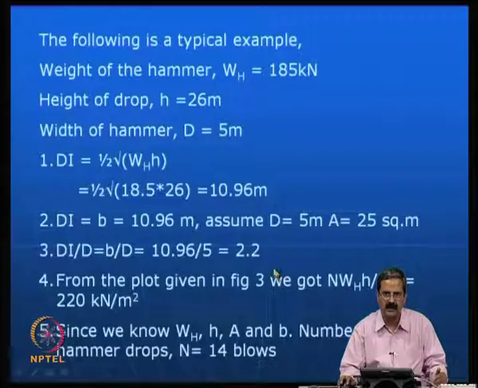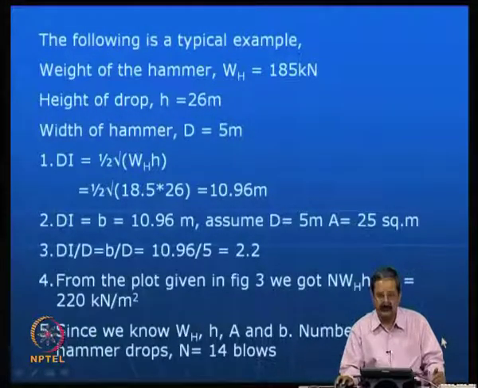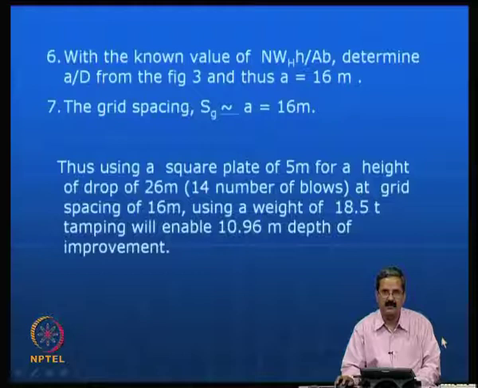So, 2.2 I will get, and for this particular number I get NH equal to 220 kilonewton per meter square. Now, I know these weights already, say for example, I have given WH as 18.5, height of drop and area of cross section, everything is known. So, corresponding to 220, I should get back in this particular term the number of drops. In this term I know what is 220, so I am just working back to find the number of drops.